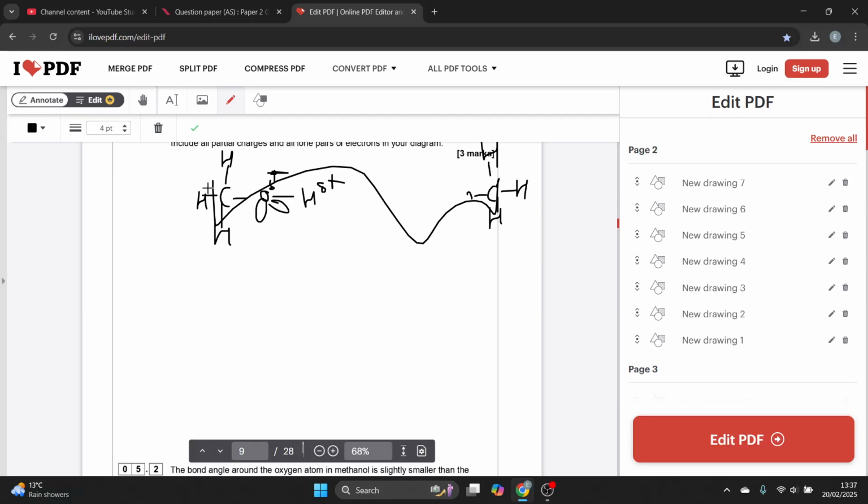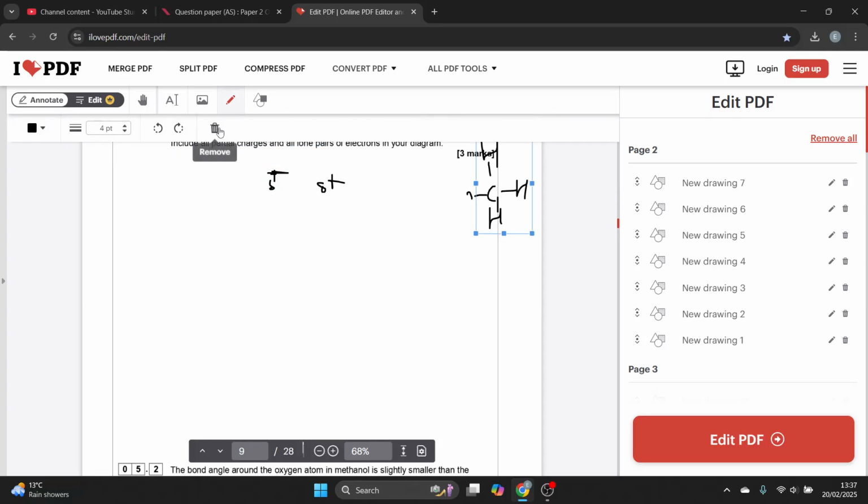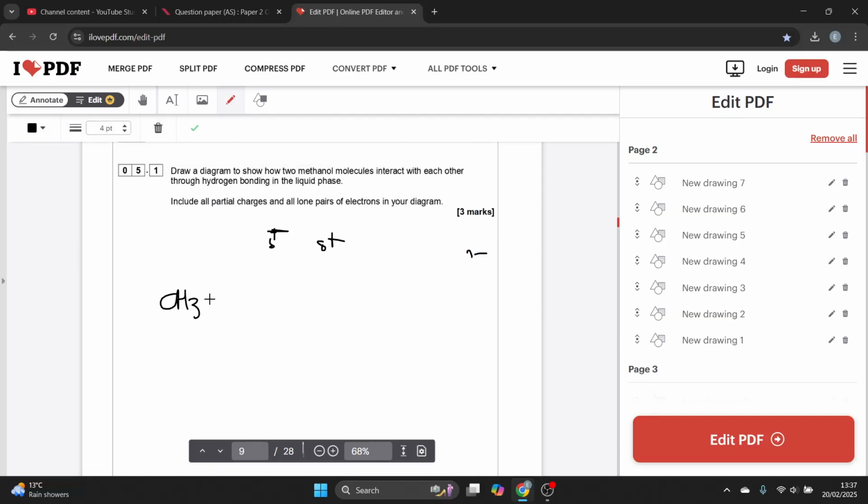So what I'm going to have is, let's get rid of all this. I'm going to have CH3, let's see what's that. I'm going to have oxygen, hydrogen, oxygen partially negative, hydrogen partially positive, two lone pairs of electrons, and I'm going to have the same thing here.